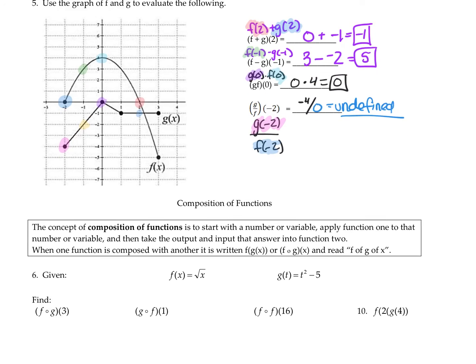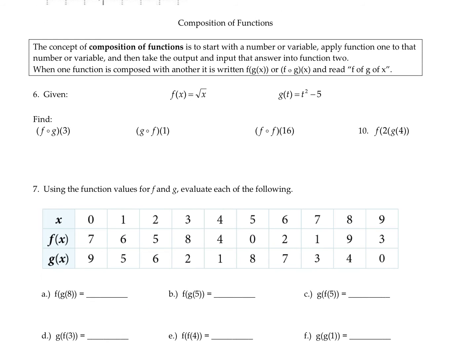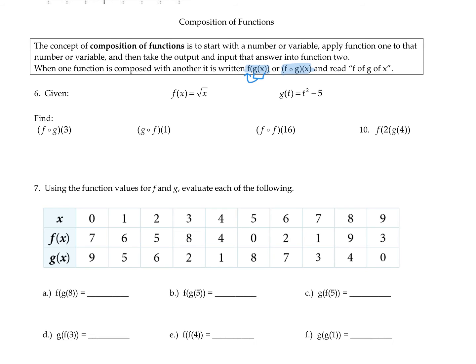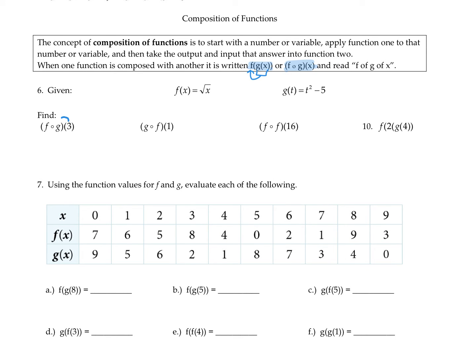The last part of the notes here, we're going to talk about a composition of functions. When we're doing a composition of functions, we are going to put one function inside of another. Sometimes it'll look like this, sometimes it'll look like this, but really what it's showing is that you are putting g inside of f. So for this first one, when it says f open circle g of 3, what this really means is you're going to plug 3 into g and then plug that answer into f. So another way to write it would be f of g of 3.